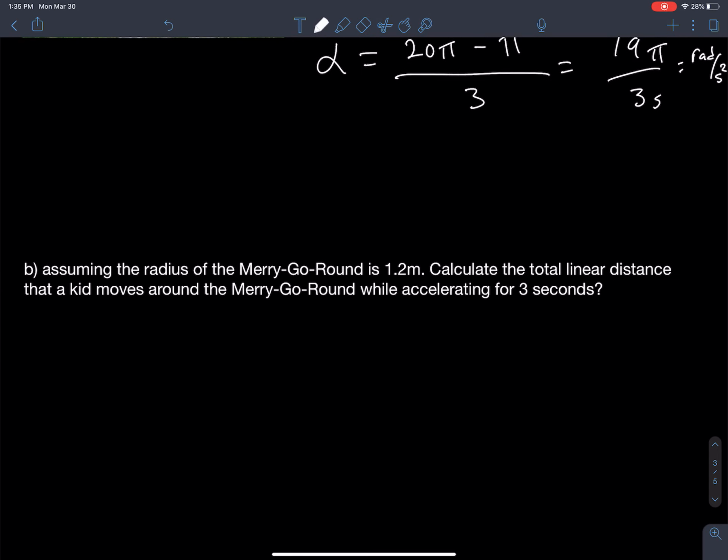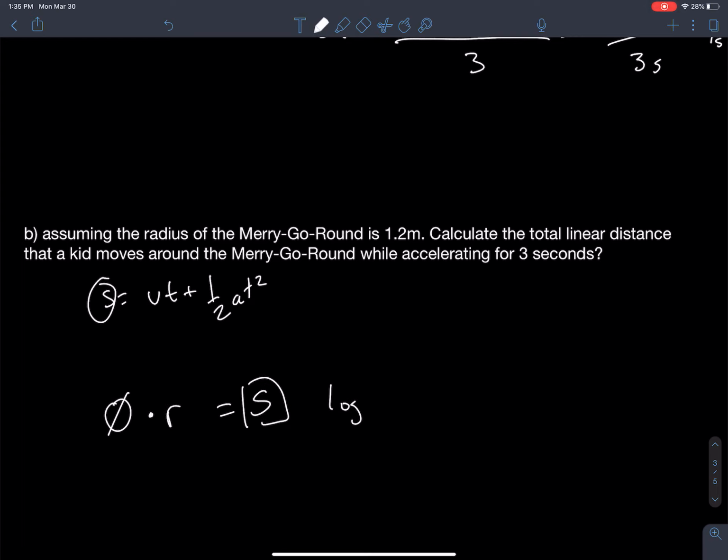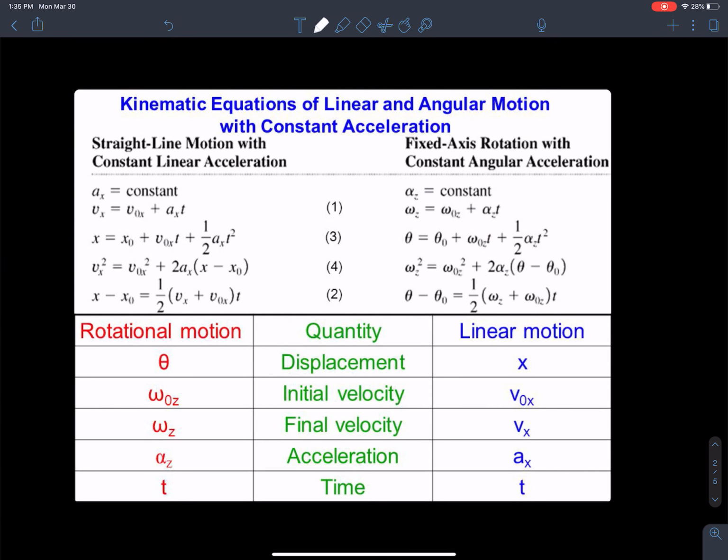Just like in kinematics, we have our Suvat formulas where S is equal to ut plus 1/2 at squared, if I want to find S. In order to find S, I can find the total angular displacement the kid went multiplied by the radius, and that is going to give me S. That's the logic. So what I need to find is the total angular displacement. If I go back to this formula list over here, I can use this one right up here. I can find the angular displacement.